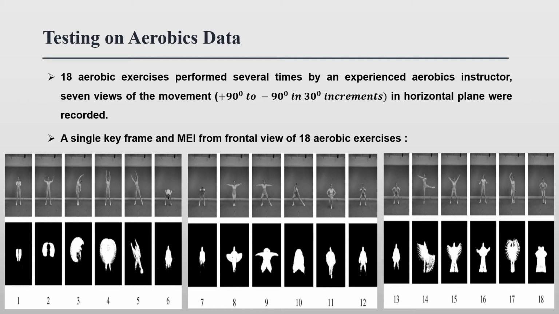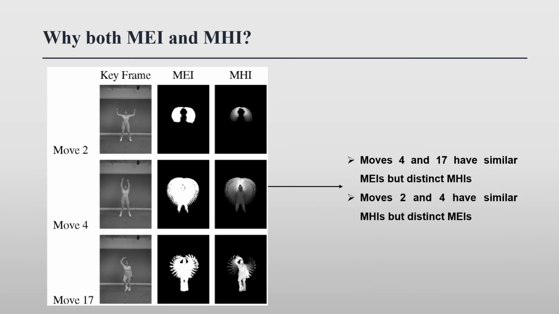The motion energy images of all these 18 aerobic exercises are represented here in the given figure. Why do we need both the motion energy images and motion history images? Usually, motion energy images can be generated from motion history images itself by appropriate threshold. Then why do we need both? The answer is here. Consider here move 4 and move 17. The motion energy images of this move 4 and move 17 look approximately similar, but their motion history images are distinct. This helps in good recognition of the movement.